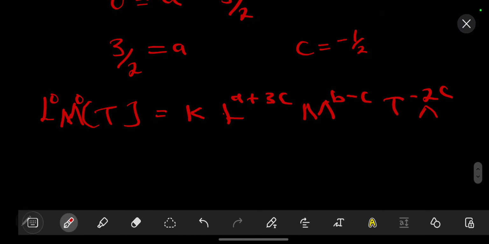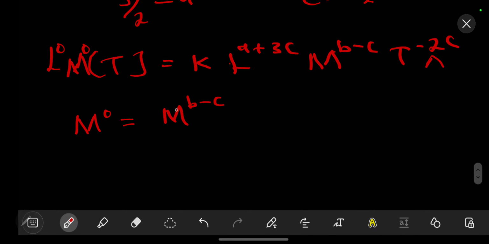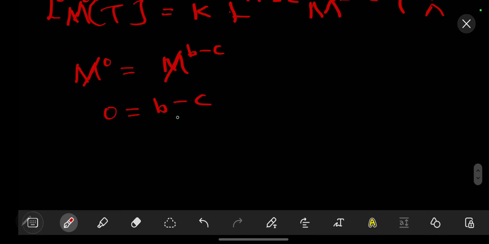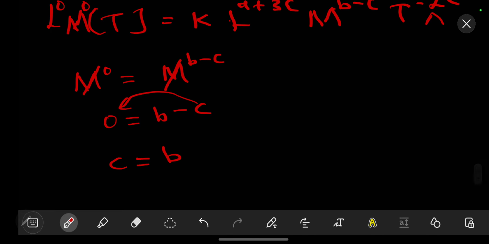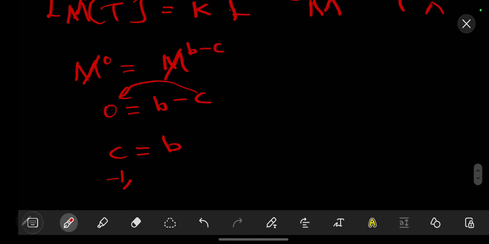Finally, getting the m, we have m to the power of 0 should be equal to m to the power of b minus c. You cancel this, and we remain with 0 should be equal to b minus c. Then taking the c this side, c should be equal to b. And we know that c is equal to negative half, so we can just say negative half is equal to b.